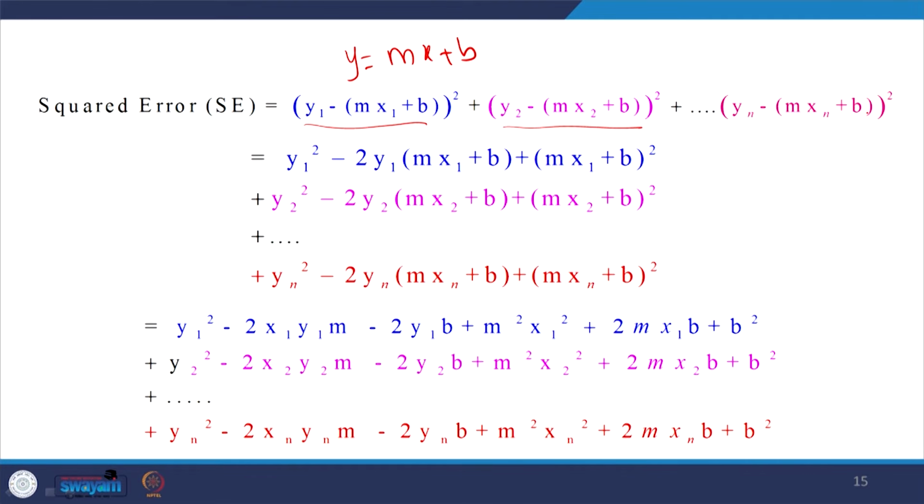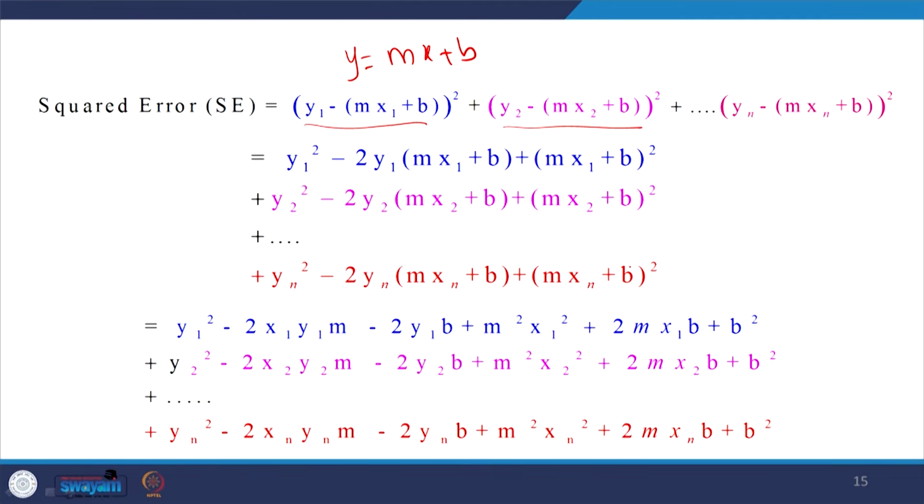Just I am going to simplify this. It is nothing but your a minus b whole square formula: y1 square minus 2 y1 (mx1 plus b) plus (mx1 plus b) whole square. Similarly, for the second term, y2 square minus 2 y2 (mx2 plus b) plus (mx2 plus b) whole square. For the nth term, yn square minus 2 yn (mxn plus b) plus (mxn plus b) whole square.